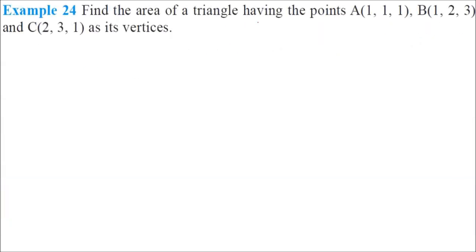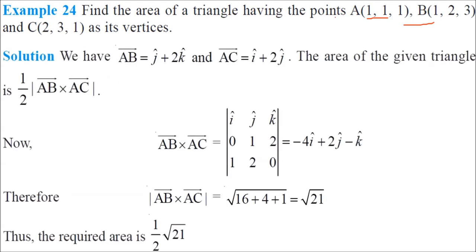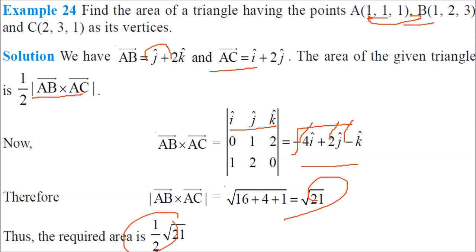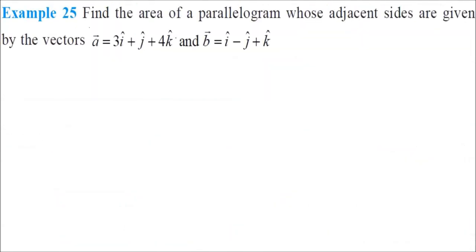Then find the area of a triangle having these points as its vertices. So first of all, this AB you have to find out, then AC you have to find out, and we know the area of a triangle is half AB cross AC, not into but AB cross AC. So just place it here, i, j, k. This is the position vector, or you can say the component of AB, component of AC. This will be minus 4i plus 2j minus k, and just take the 4 square plus 2 square plus 1 square. This is the magnitude. This is the value.